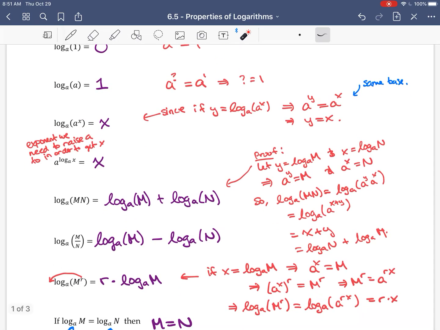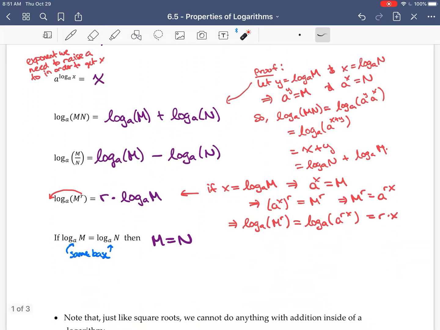The logs and the exponentials are inverse functions, so if you do the log of an exponential with the same base, they cancel out, and that's why we just get x. Similarly, if you do an exponential of a log with the same base, again they cancel out, and you just get the inside, which is x. If you have log base a of a product, m times n, you can split it up into two logs by adding: log base a of m plus log base a of n.